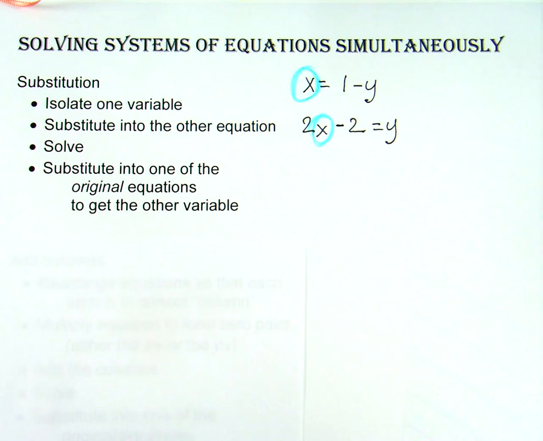So we look at that, we say, that x in the first equation is the same as that x in the second equation. But this x is the same as 1 minus y. So if this x is the same as 1 minus y, then this x must be the same as 1 minus y, which means I can substitute 1 minus y in. I'll rewrite my second equation.